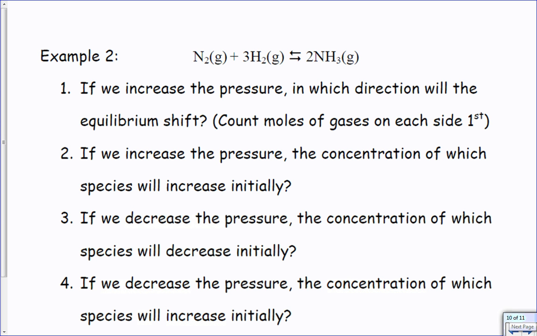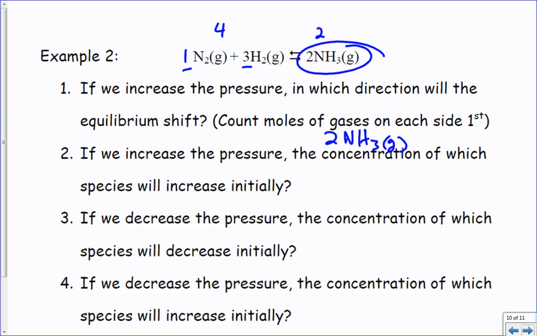So example 2. If we increase the pressure, in which direction will the equilibrium shift? Count the moles. So it's all gas, so we're good there. I have 1 and 3, which is 4 total moles. And here I have 2. So 2 is less than 4. So if I increase the pressure, I will favor less moles, which is the 2NH3 gas side, or this side.